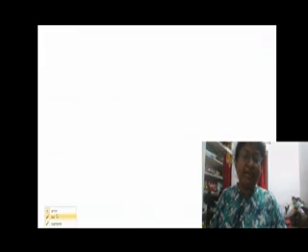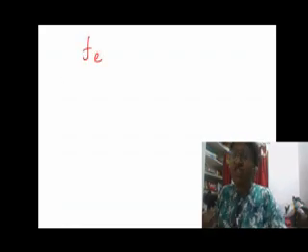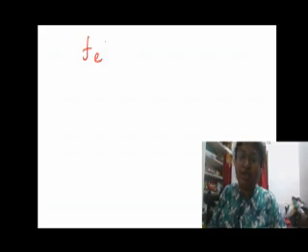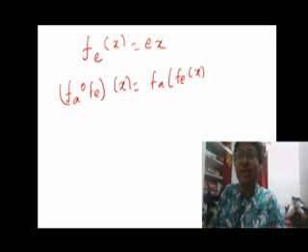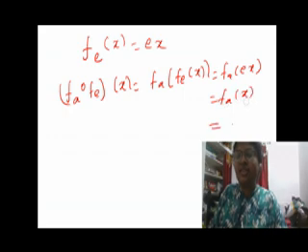Okay, so for identity, I'm going to consider something like this. Let E be an element of G. So f_E of x is basically ex for every x in G. Let me talk about f_A composition f_E of x. So f_A composition f_E of x is equal to f_A of f_E of x, that is f_A of ex, that is f_A of x, that is equal to ax, right?